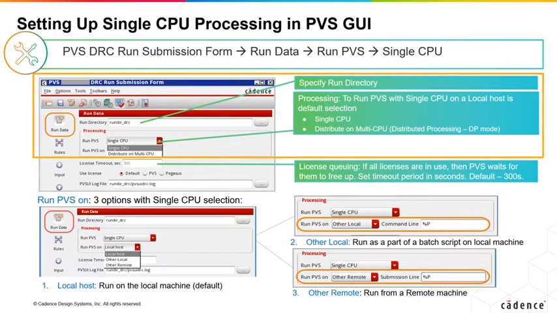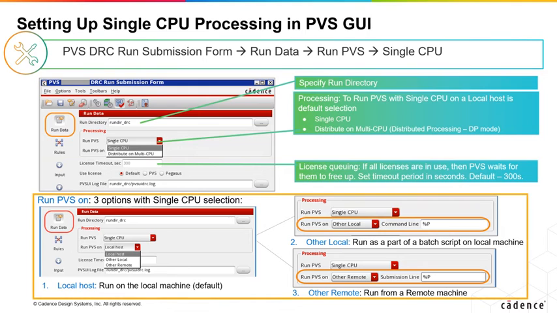Under Run PVS dropdown you have a couple of options, to run the job on single CPU or to distribute jobs across multiple CPUs, this mode also known as Distributed Processing or DP mode. With single CPU selection, you have 3 options to run PVS: local host or machine, other local, where you run the job as a part of a batch script on the local machine, or other remote to start the run from a remote machine.